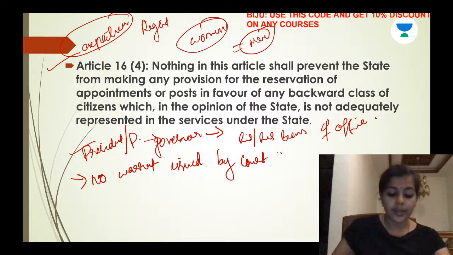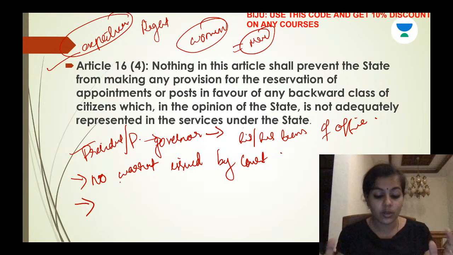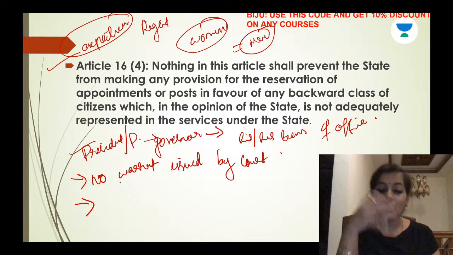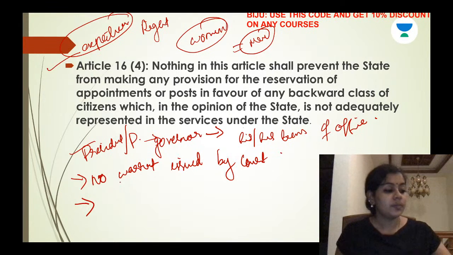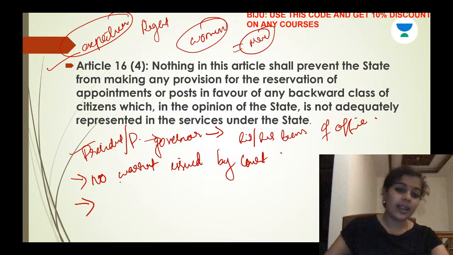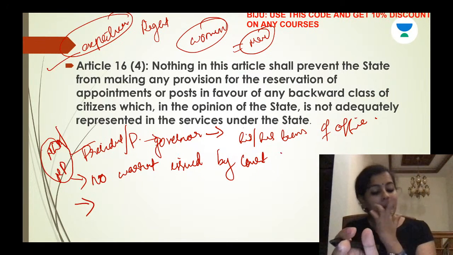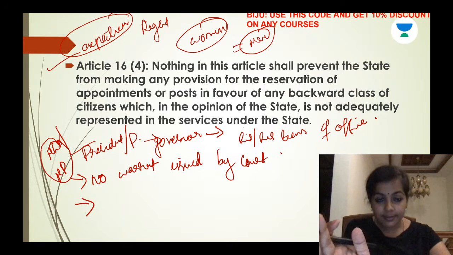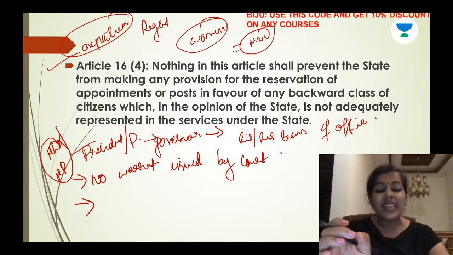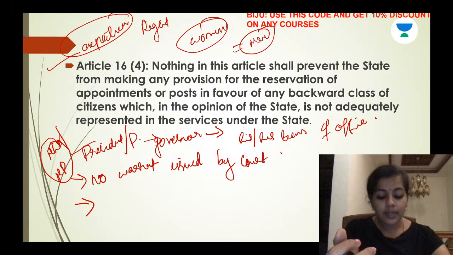Court cannot issue warrant. And no member of the Legislative Assembly shall be liable to any proceeding in the court during the term. So when an assembly is going on, an MLA or MP, both of them cannot be prosecuted by any court during the session. This is for criminal matters.